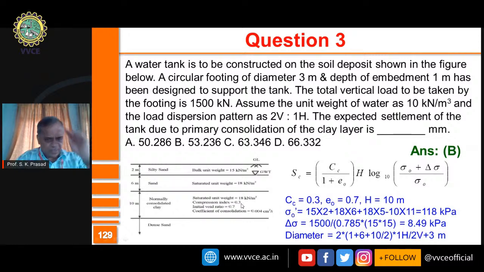So Cc is given as 0.3, initial void ratio is given E naught, thickness is 10 meters. Sigma naught happens to be the initial overburden pressure, and we try to find the average. Therefore, we try to find the settlement at the middle of the clay layer. So you find out sigma naught at the middle of the clay layer. All density is known, 15 into 2, and then plus 18 into 3, 18 into 6, and then this 18 into 5, it is known, and keeping all that, sigma naught you get as 118 kilopascal.